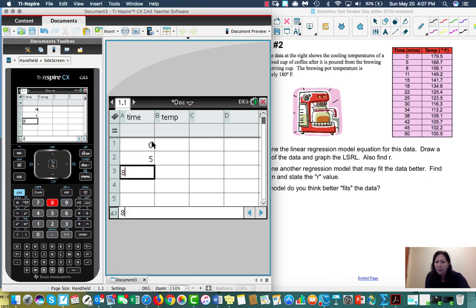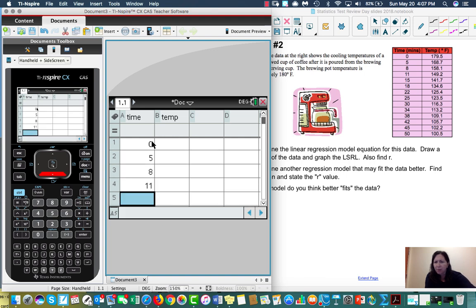If you don't want to wait, you can pause the video and come back to that. So 18, I've got 22, 25, I have 30, I have 34, 38, 42, 45, and 50. And then these values here, I'm going to put them going back up.